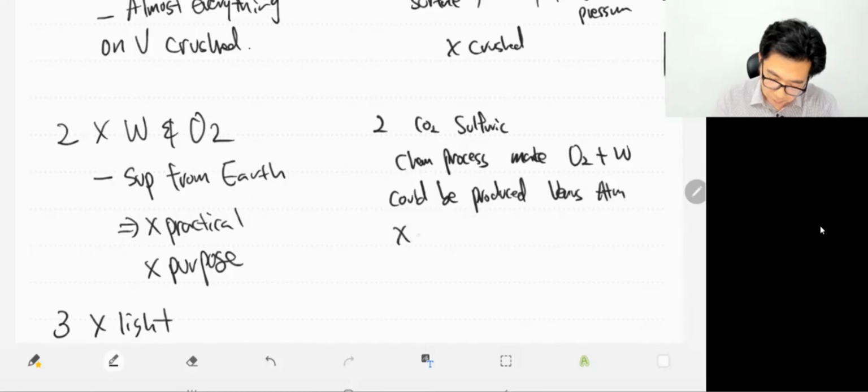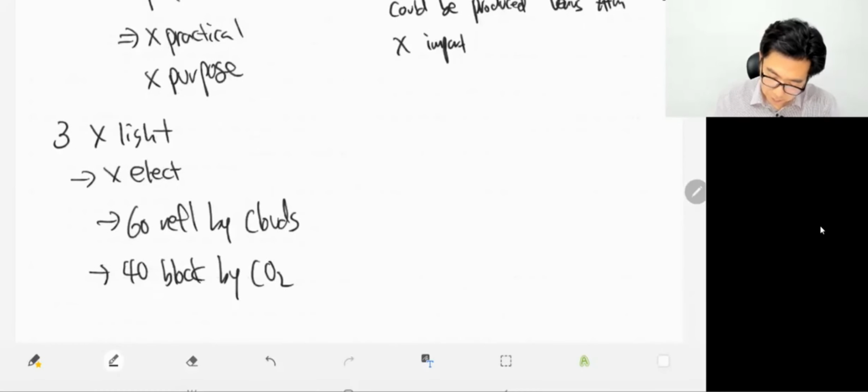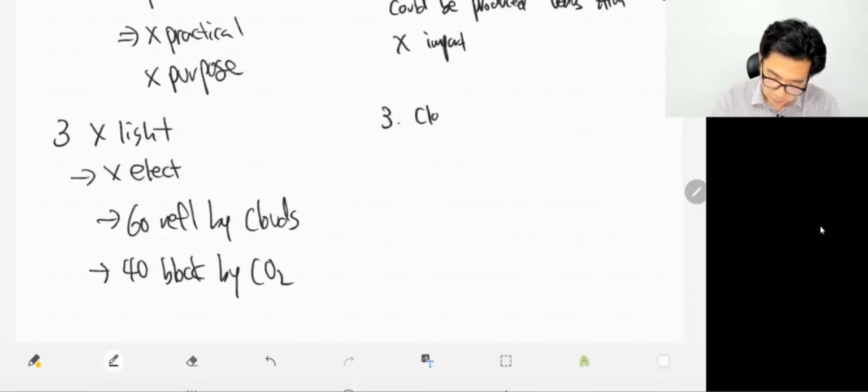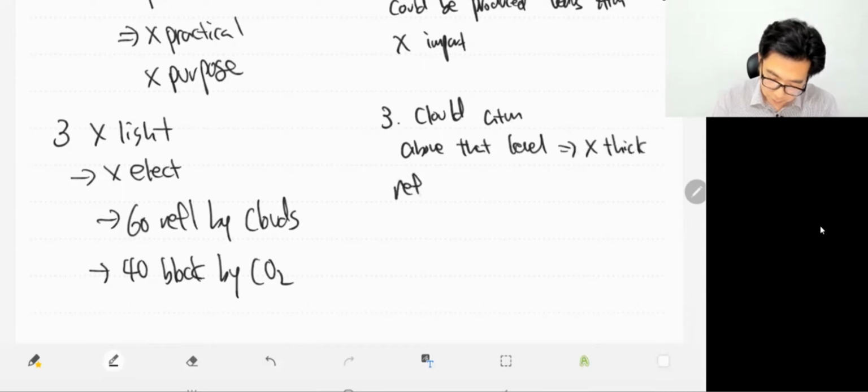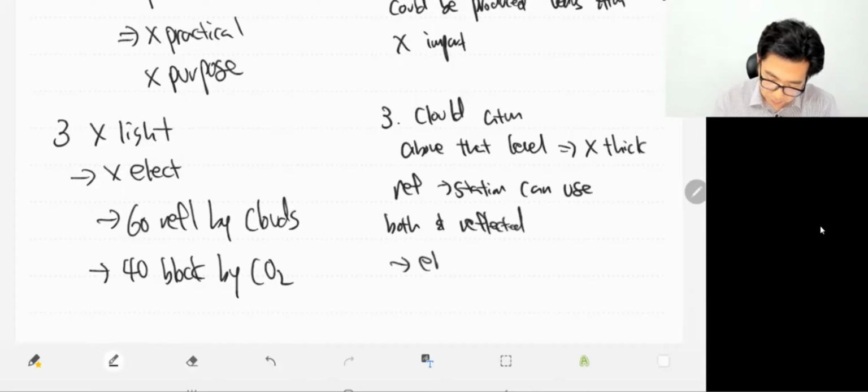Third, the light-blocking clouds. Well, it's true that there are still clouds 50 kilometers above Venus's surface. However, clouds above that level are not very thick, so there would be a considerable amount of sunlight filtering through. Moreover, as you read, the clouds reflect sunlight. The station could make use of this reflected light, too. In other words, its solar power cells could collect both the direct sunlight filtering from above and the sunlight reflected by the clouds below. More than enough electricity could be generated this way to power the station.